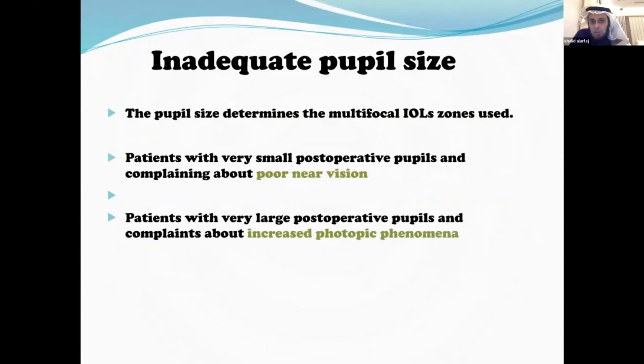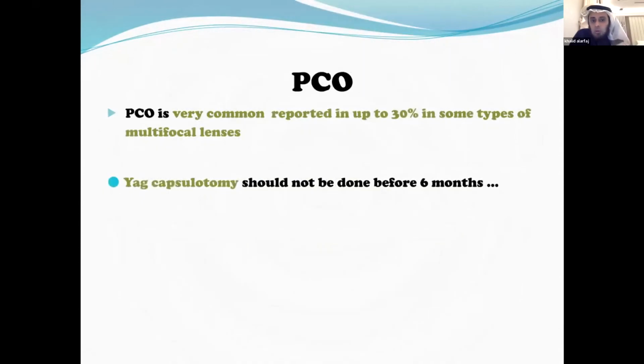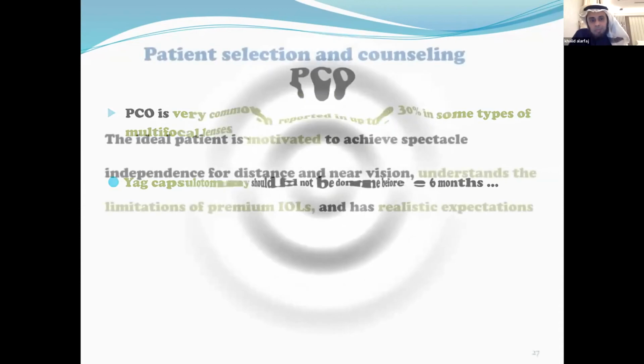Inadequate pupil size is also one of the sources of dissatisfied patients. They give very poor near vision, and it increases the photophenomena very much. So you have to be very careful with large pupil patients. PCO is also very common in some lenses, even reported up to 30% in these trifocal or multifocal lenses, and the capsulotomy shouldn't be done before the stability of the IOL, more than 6 months post-op.